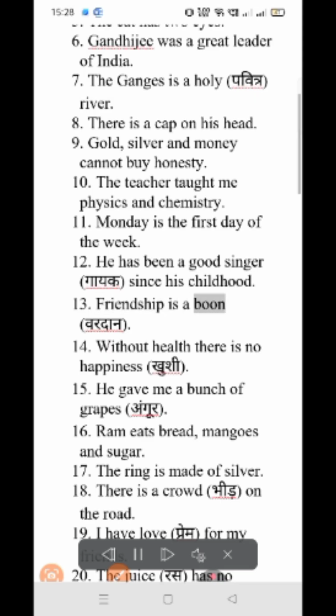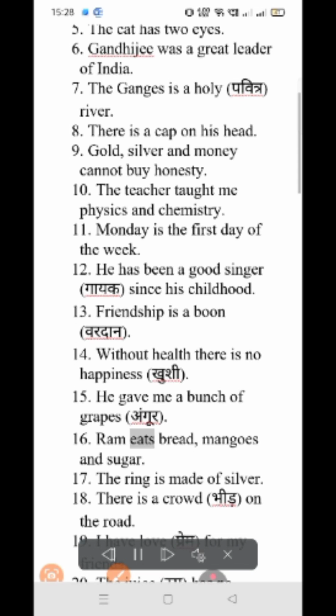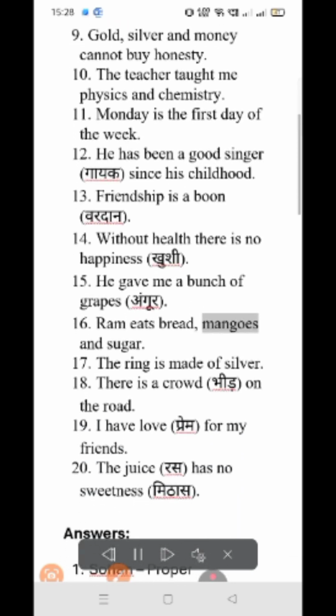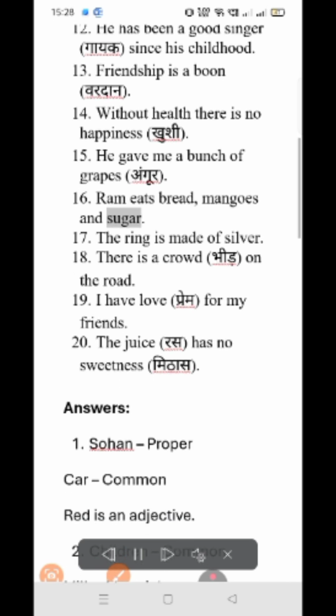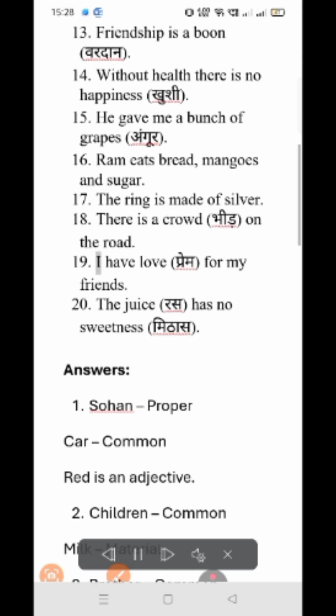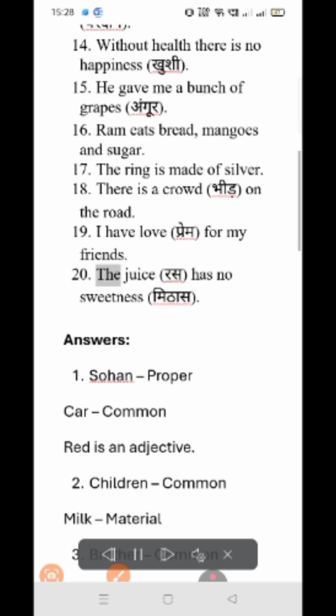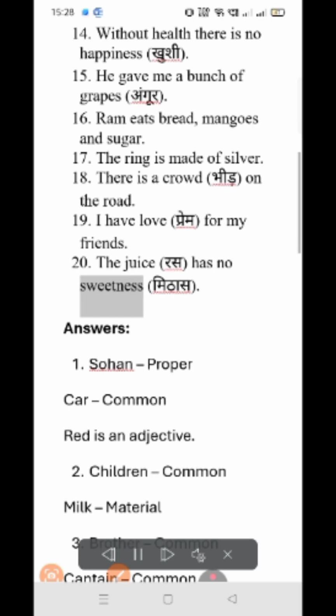Friendship is a boon. Without health there is no happiness. He gave me a bunch of grapes. Ram eats bread, mangoes, and sugar. The ring is made of silver. There is a crowd on the road. I have love for my friends. The juice has no sweetness.